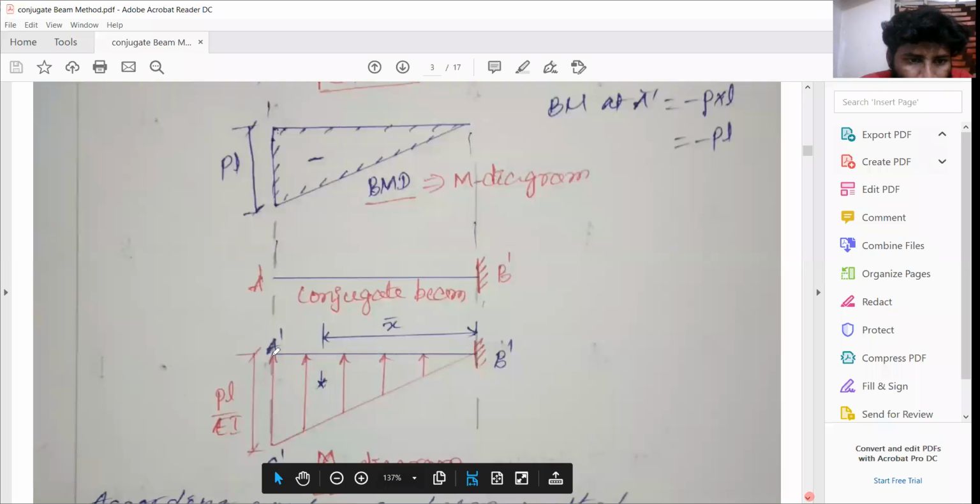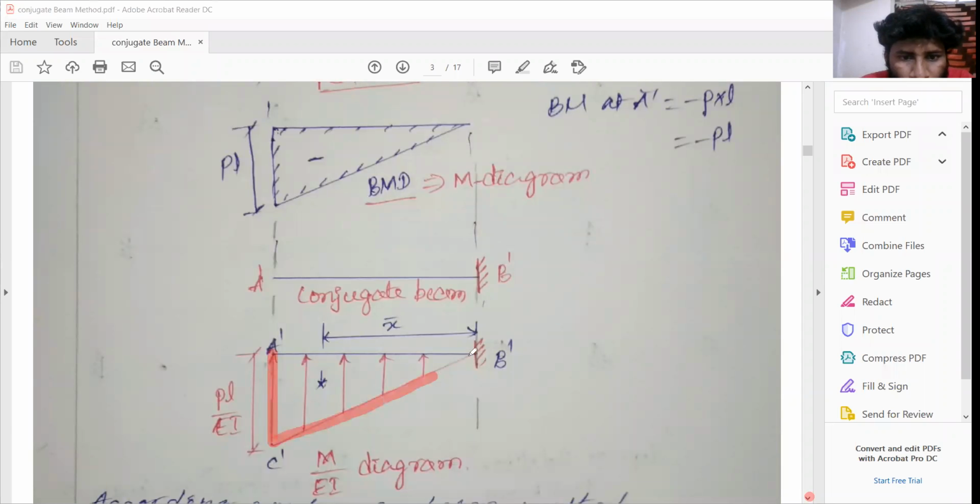You can see that the BMD is written. So we have the BMD, PL is the highest intensity. That PL divided by the corresponding EI value, flexural rigidity, will become the M by EI diagram. M is the bending moment value, PL, divided by EI, which is constant. PL by EI is your bending moment M by EI diagram.